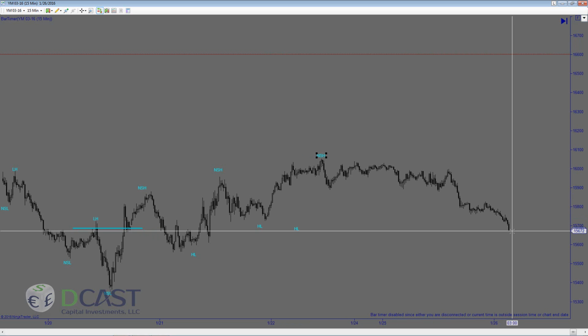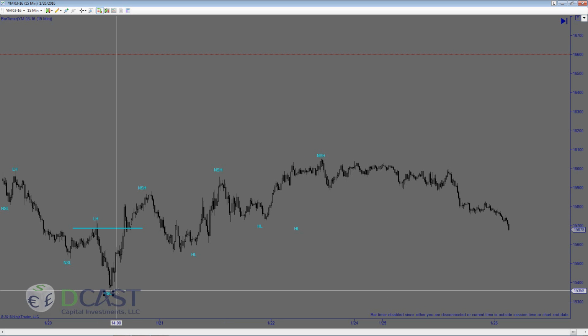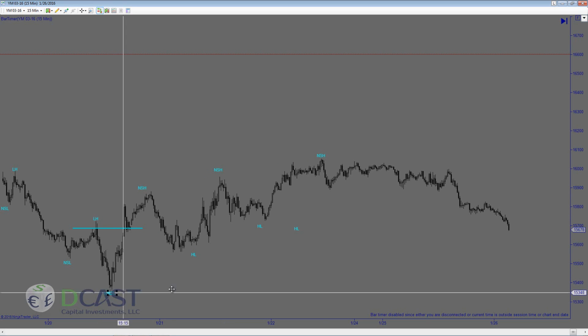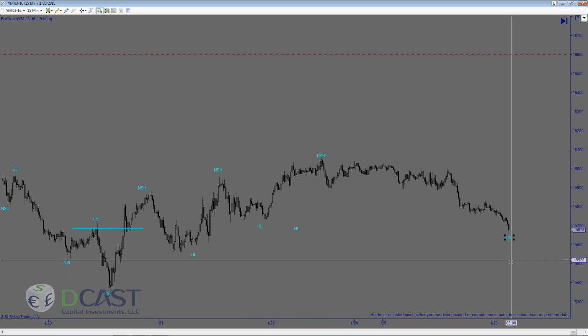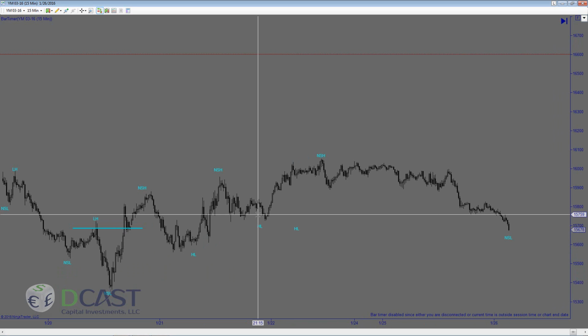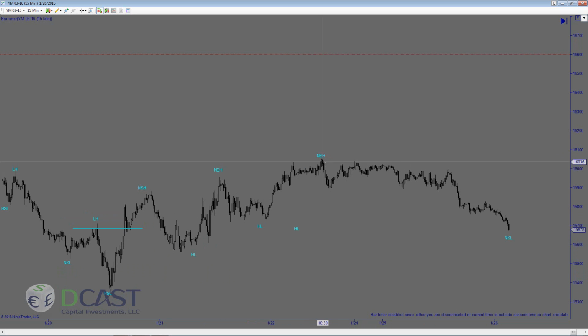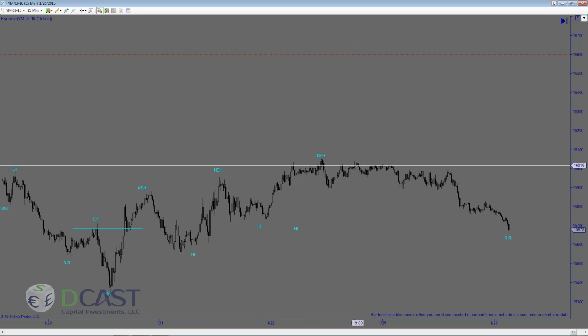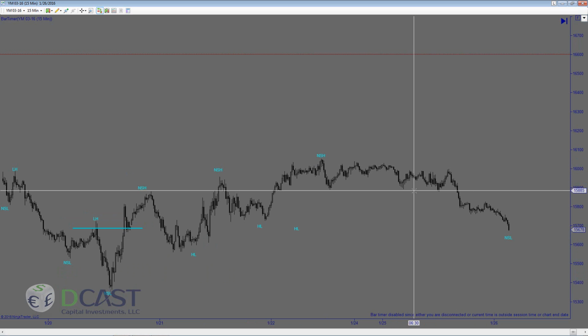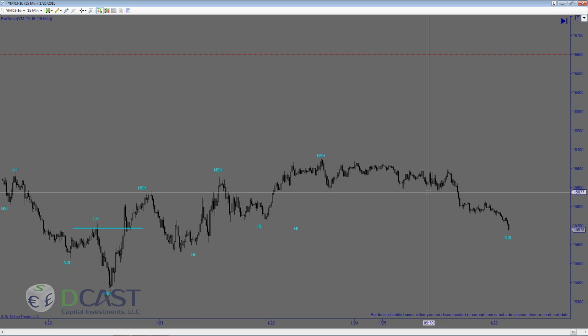Now price comes down here, makes a new structure low, and that is an expectation failure. Okay, right here. Okay, now however you would have looked at this, whether this was a new structure high or low, retest of the highs, or lower high, and a new structure low here, it doesn't matter. It's all going to get you to the same place.